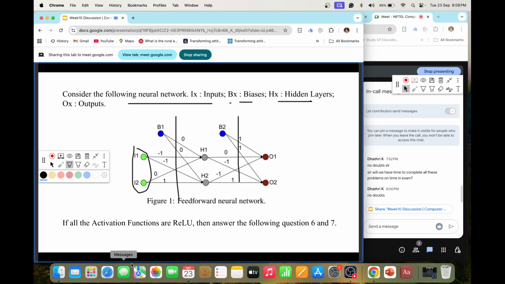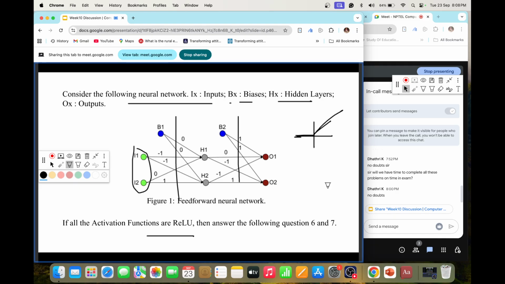If all the activation functions are ReLU, the rectified linear unit, that means ReLU is this. Whenever your Z is coming negative, your Y will be 0, and whenever Z is coming positive, your Y will be the same as Z. So that is ReLU, rectified linear unit.